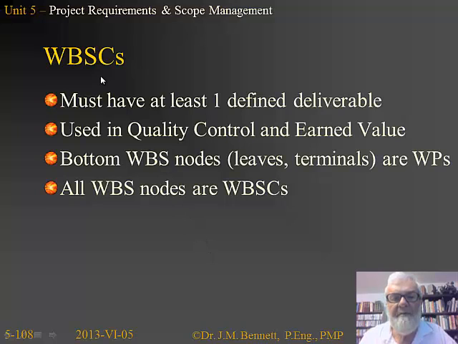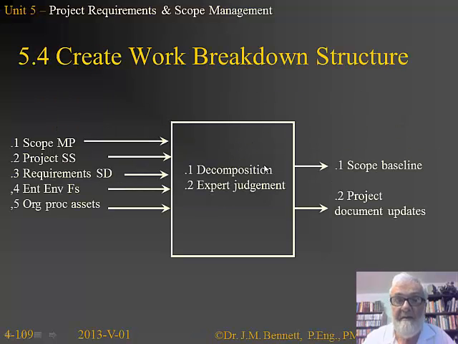For a WBSC, there has to be at least one defined deliverable, and that's the definition of a WBSC. A deliverable comes out at the other end. We're going to use that in quality control for getting sign-off. We have to agree that the deliverable was done appropriately. And that's going to work into our earned value, which is going to be how we measure the progress of the project itself. The bottom nodes of the WBS, the leaves at the terminals, are the work packages.